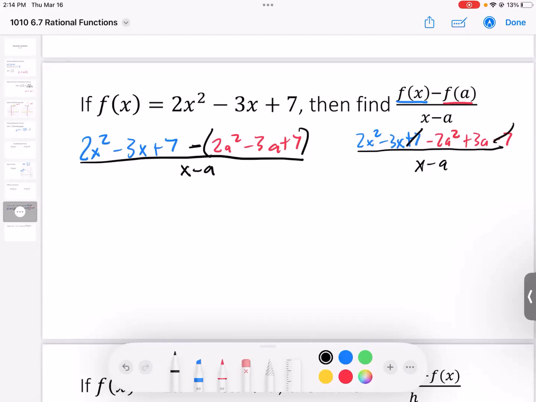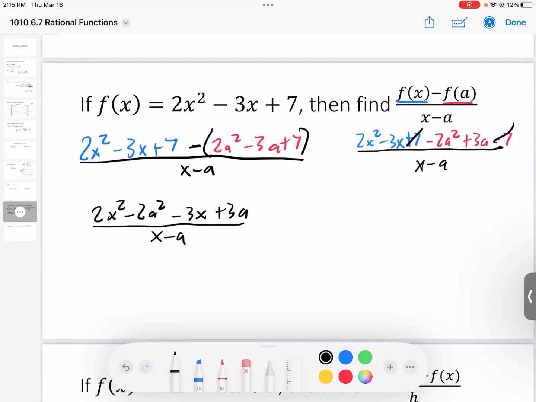And then I also noticed that these terms are very similar to each other. So I'm going to group the terms that are similar together. So that would give me 2x squared minus 2a squared minus 3x plus 3a. So I'm just rearranging my terms so that the ones that are similar are next to each other. And the benefit of doing this is that it allows me to do factoring by grouping.